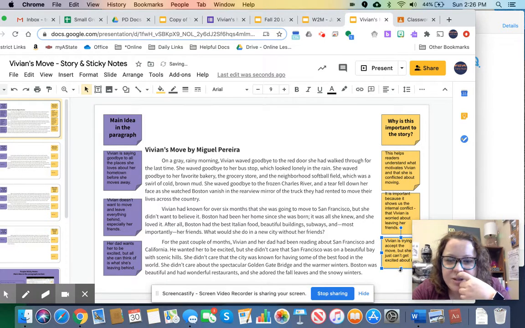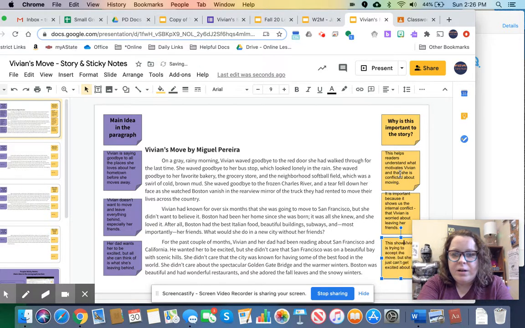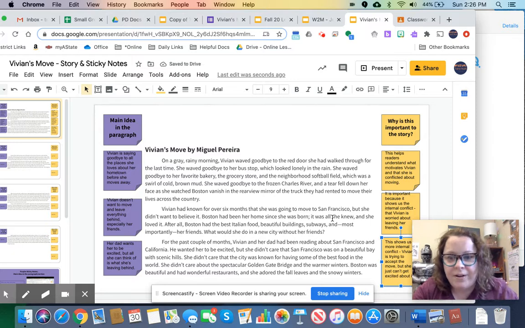Now, what I didn't do here is talk about character conflict. So I'm actually going to edit this sentence to work in the idea of conflict. So this shows us more internal conflict. Internal means that it's happening within the character. It's not Vivian versus her dad or having a fight, right? This is where we're talking about her feelings that are going on inside of her, the conflicted feeling, conflicted, being worried and she just can't get excited. She's trying to accept it, but she can't get excited.